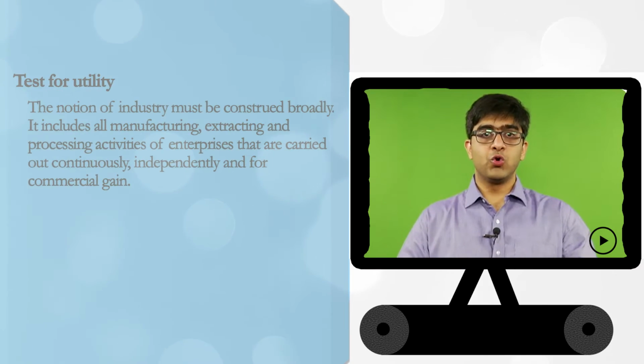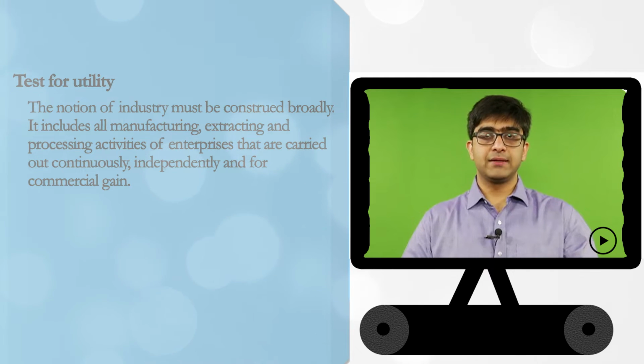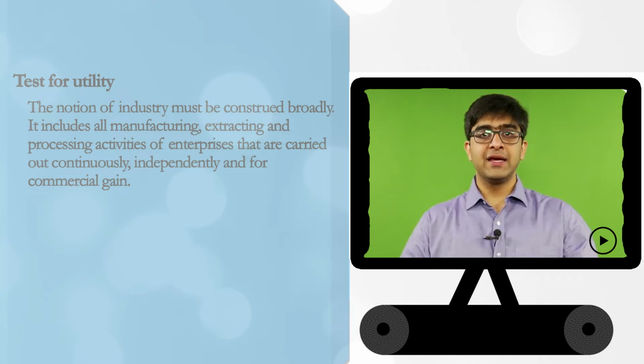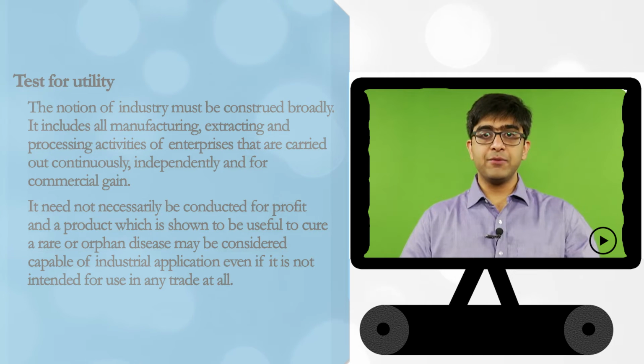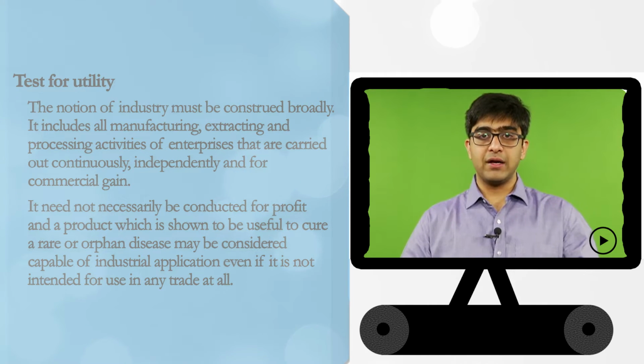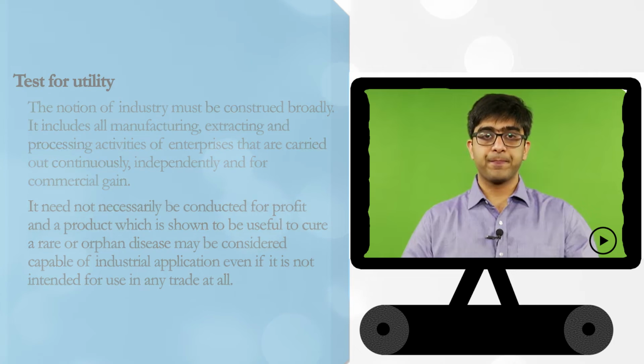Let us look at some other tests of this particular aspect of an invention. Firstly, the notion of an industry is considered broadly. It includes all manufacturing, extracting and processing activities of enterprises that are carried out continuously, independently and for commercial gain. Second, it is not necessary that these activities be conducted for profit, and a product that can be shown to be useful to cure a rare or orphan disease may be considered capable of industrial application even if it is not intended for use in the trade at all.